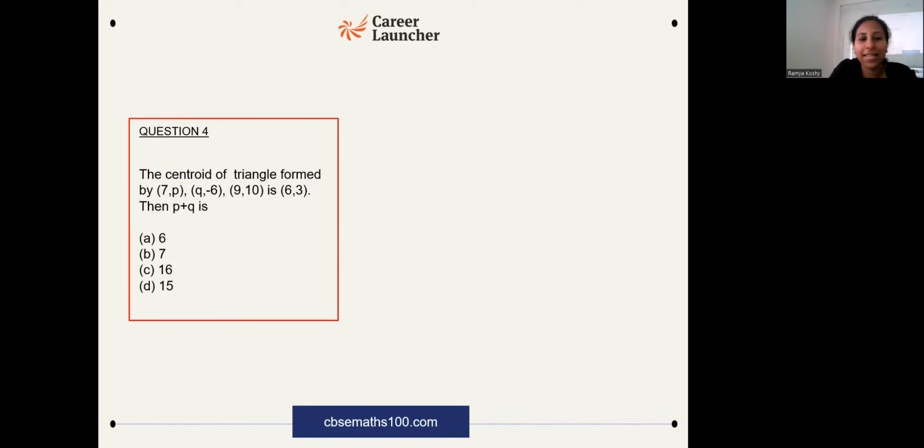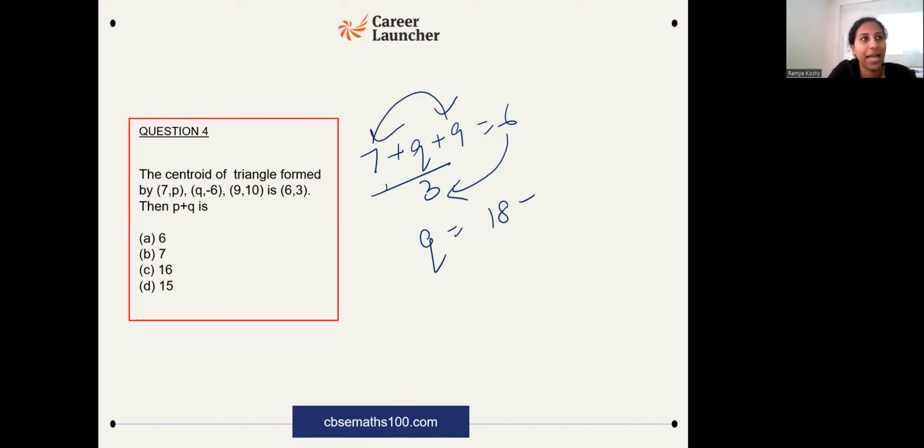So here again, centroid formula. We know (7 + q + 9)/3 is 6. So q will be 6 into 3, 18, minus 9 plus 7. 9 plus 7 is 16. So q is 2.